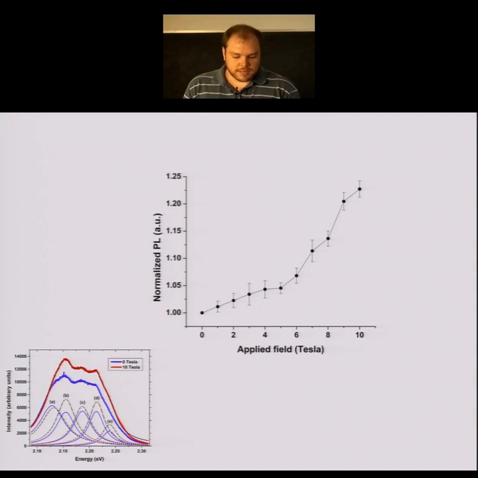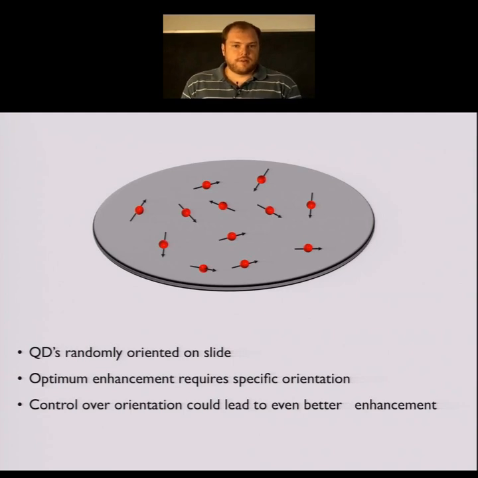And so the next thing to think about is how the quantum dots are oriented in the magnetic field, because it makes a difference. And here's a diagram of the sample where you have a glass slide with quantum dots deposited on the surface. And because they're roughly spherical, they are randomly oriented on the slide.